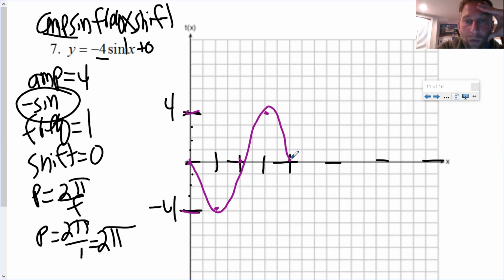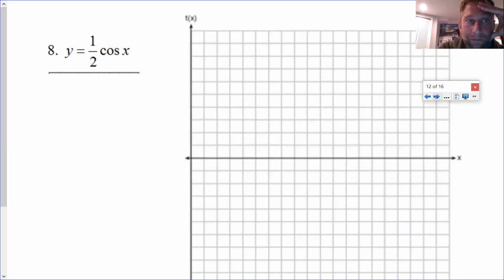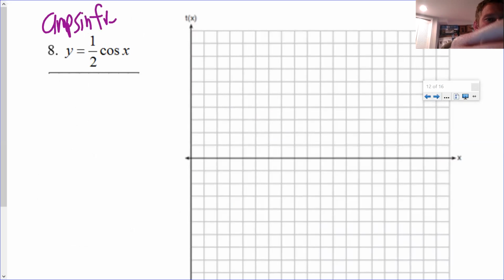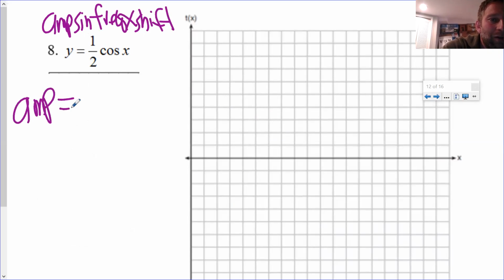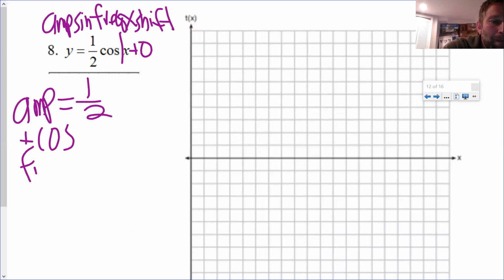All right, let's do one more example together, and then I'm going to let you guys practice. Number 8. Amp, sine, freak, x, shift. My amp is what's in front of sine or cosine. It's a half. So we're going to go up and down a half of a box. Sine or cosine, positive or negative. It's positive cosine. Freak is 1. Shift is 0.